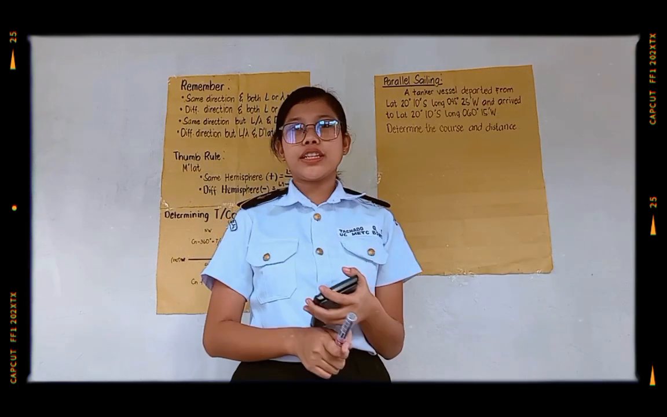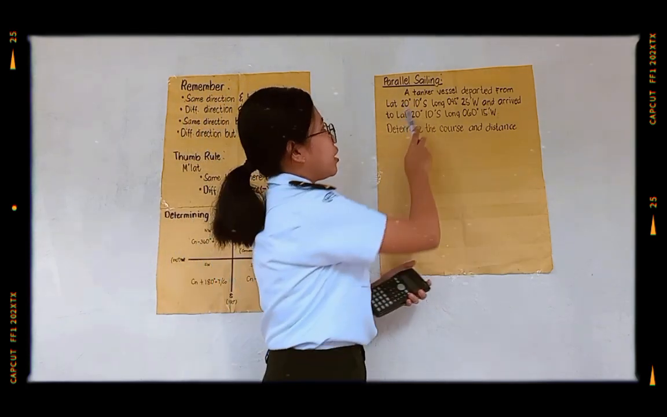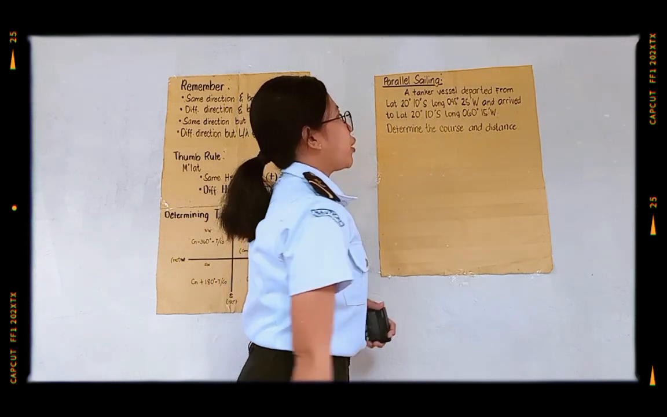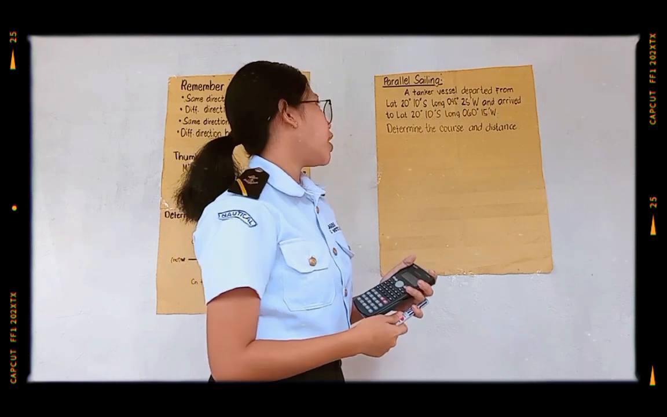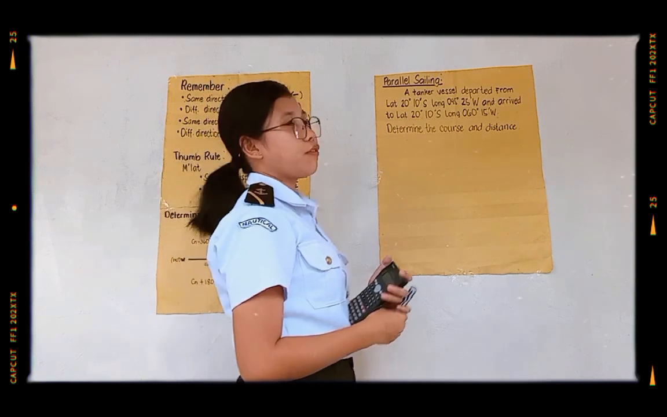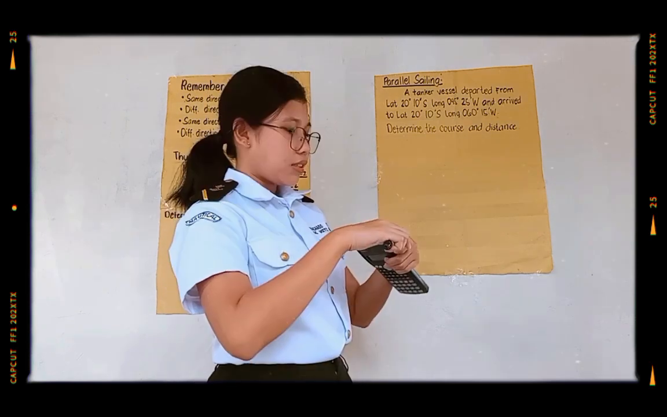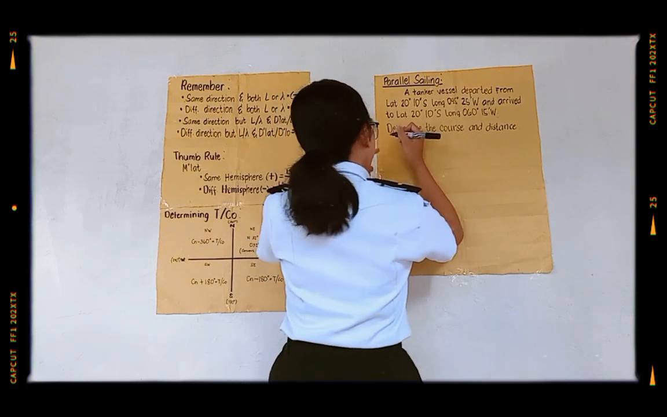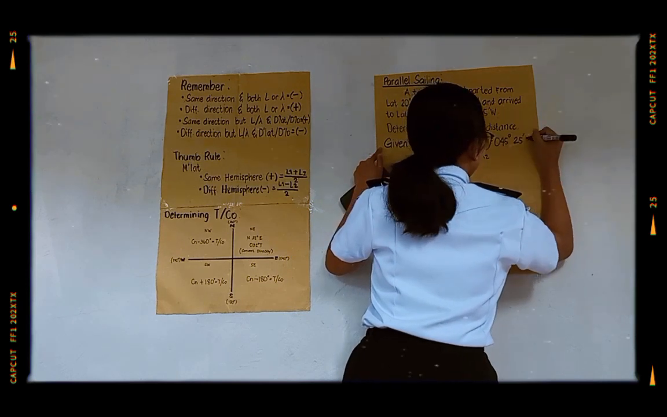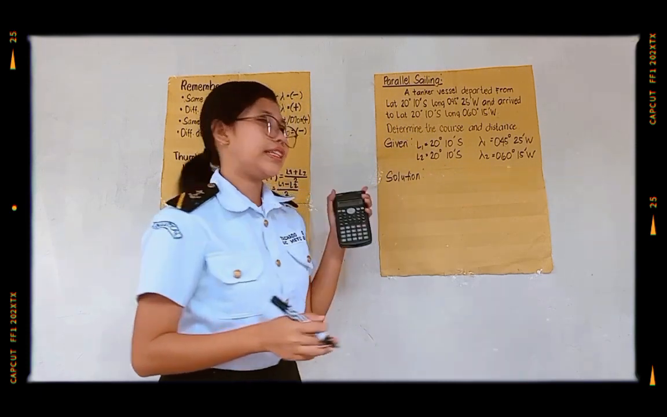So now let's start the first type of sailing, which is the parallel sailing scenario. A tanker vessel departed from lat 20 degrees 10 minutes south, long 45 degrees 25 minutes west, and arrived at lat 20 degrees 10 minutes south, long 60 degrees 15 minutes west. Determine the course and distance. So first, let's put the given. Let's first find the D long.